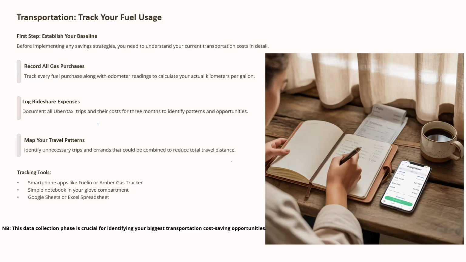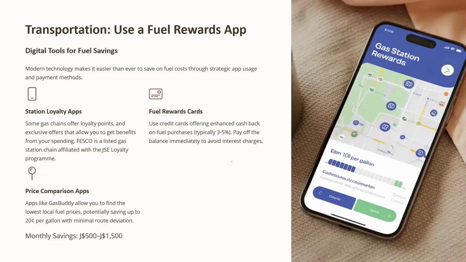There are a few tools that you can use for this. For persons who drive, you can use apps like Fuelio or Amber Gas Tracker. You can go the old-fashioned way and simply use a notebook, which you can keep in your glove compartment, where you just document every time that you purchase gas. And of course, if you're a bit more tech savvy, you can use a Google Sheet or Excel spreadsheet to document every time you're spending on transportation or fuel.